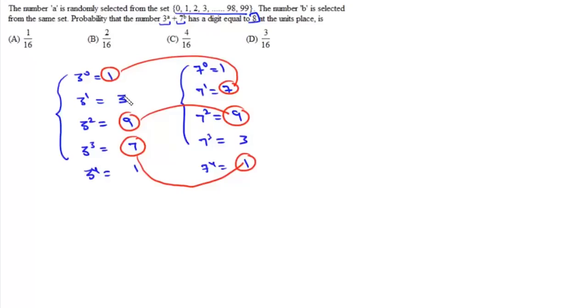Now if we look at values of A, then out of these 100, we have 25 sets of 1, 3, 9 and 7 each. So probability of choosing this favorable A will be simply 3 divided by 4. And once we have chosen A, then B is automatically chosen 1 out of 4. So it will be this 1 by 4. So the required probability is 3 by 16, and that's your option D.